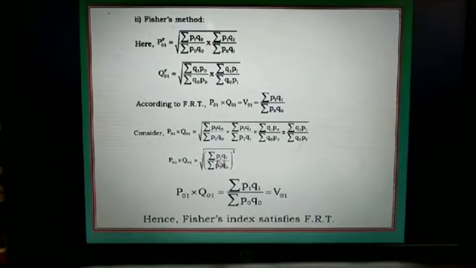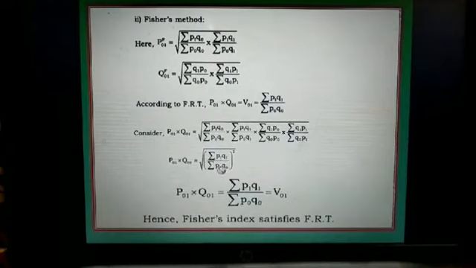Since both numerator and denominator are in the format of a square, that can be written as a whole square also. So under the square root, this term, the whole square, is present. So this square and square root will be getting cancelled. It will be remaining as the sum of P1 Q1 divided by the sum of P naught Q naught. Is it not the expression of V01? Yes. That's why we conclude Fisher's index number satisfies FRT, or the factor reversal test.